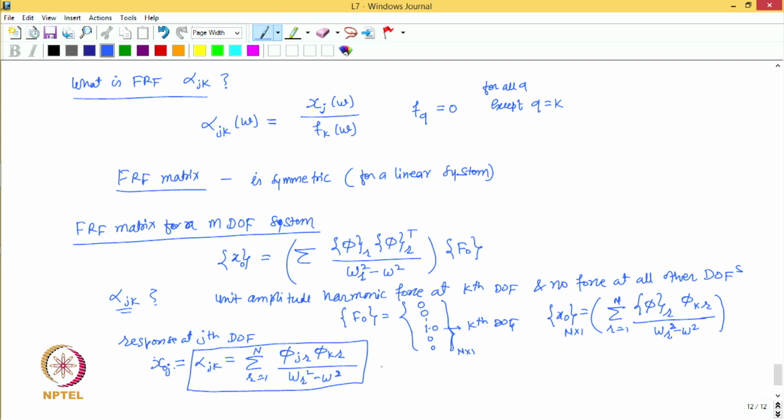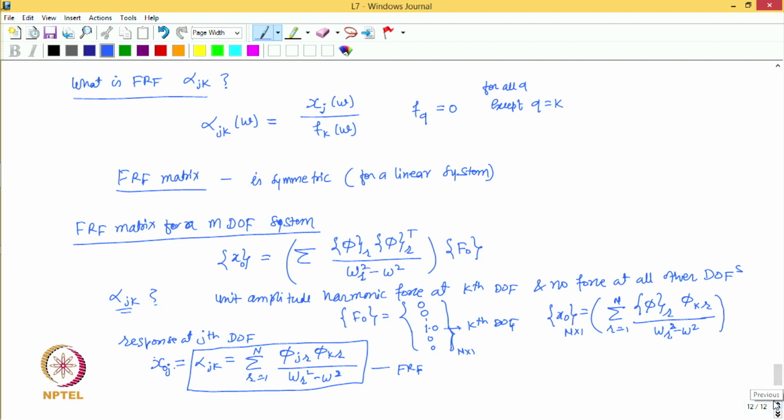And therefore, this is a very important expression. It says that the FRF basically is dependent on the eigenvalues and eigenvectors. So, if eigenvalues and eigenvectors are there, then the FRF can be determined. So, it gives a relationship between that. And also, what is the FRF matrix?